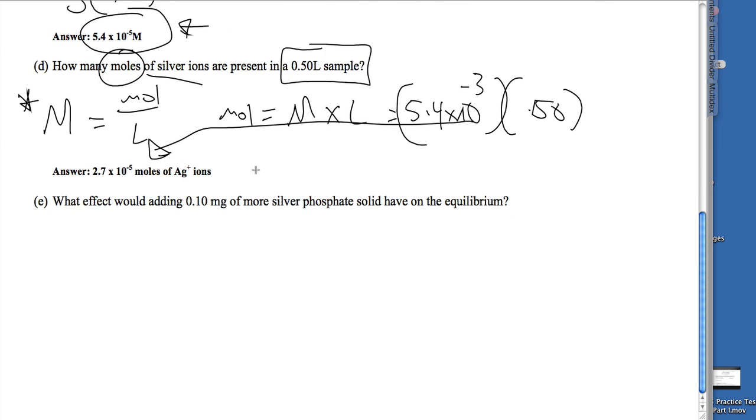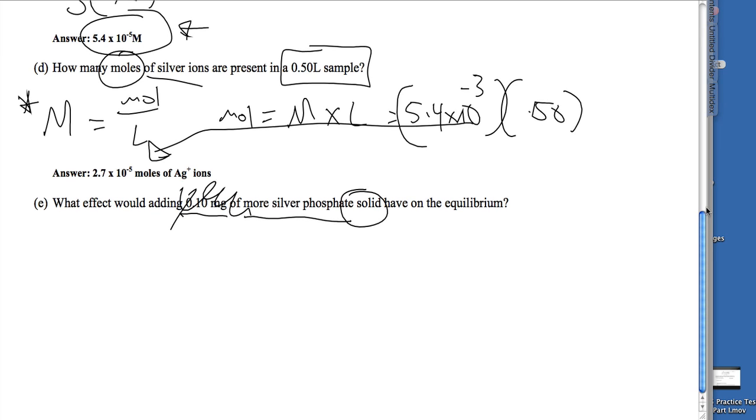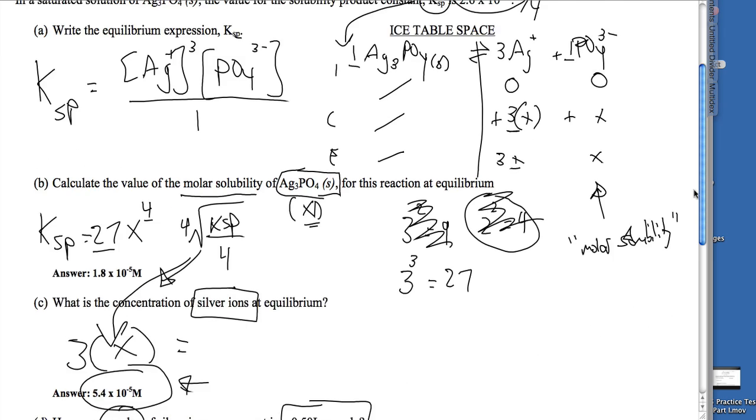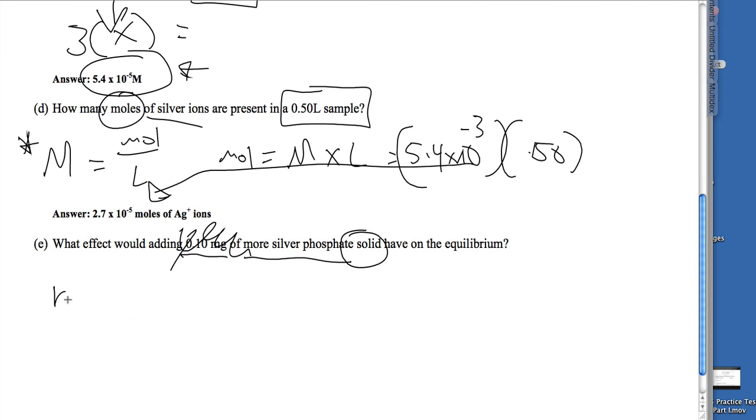Last question says, what effect would adding 0.10 milligrams of more silver phosphate solid have on the equilibrium? So ignore this information. They're asking if you increased the amount of this, what effect? Nothing, obviously, because solids do not affect equilibrium. So no effect. They do not ask us to explain it, but we know it's no effect because solids do not affect equilibrium.